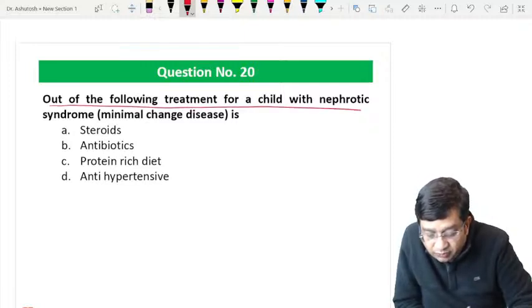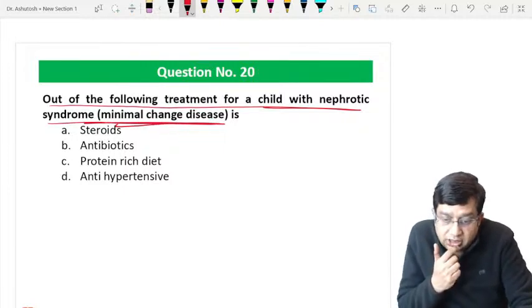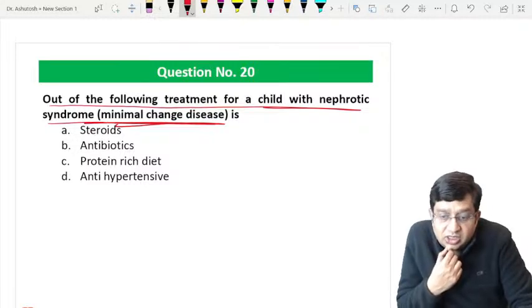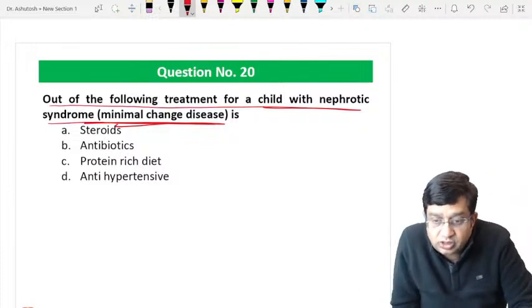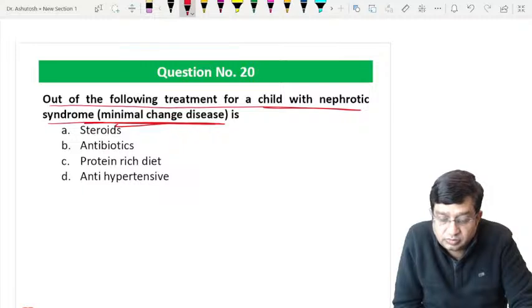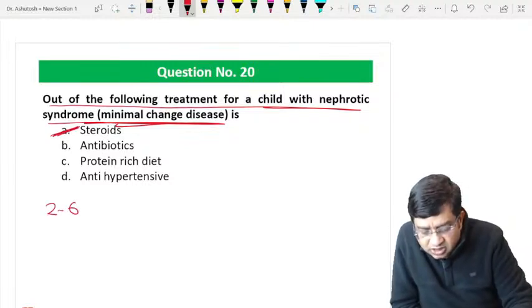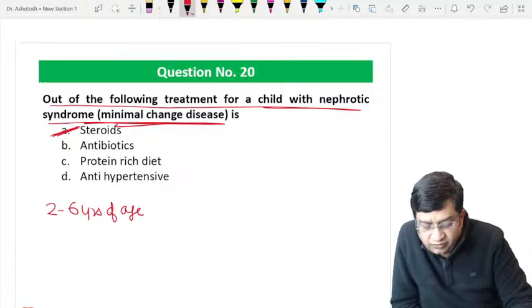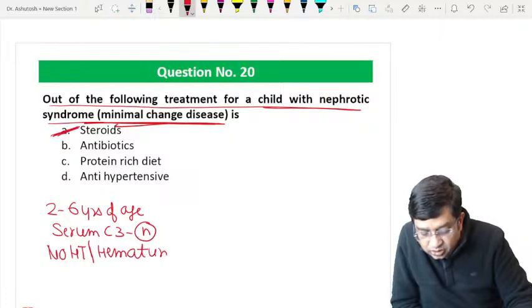Out of the following, treatment for a child with nephrotic syndrome, minimal change disease. Staph Aureus, Nikita, will anybody reply? Was this the question? Because I do not know exactly whether this was the question. If this was the question, we all know in minimal change disease, it is steroids. Minimal change disease is seen between 2 to 6 years of age. The serum C3 level is normal. There is no hypertension. There is no hematuria.